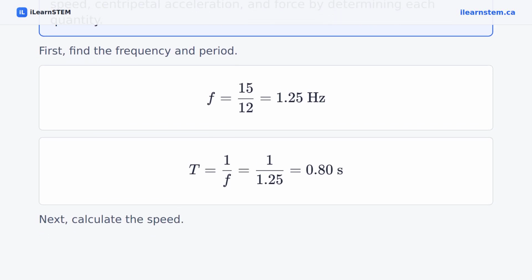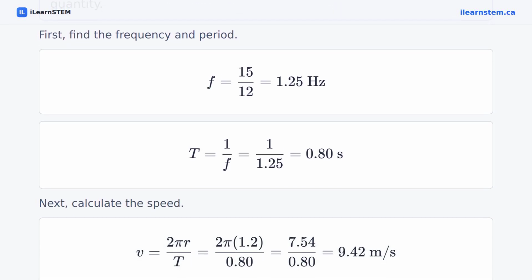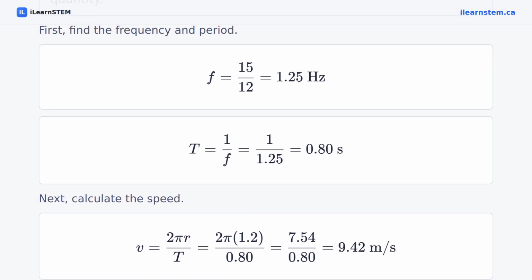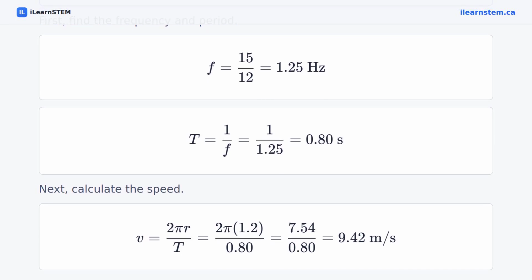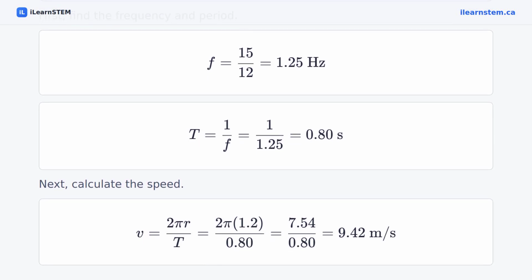Next, calculate the speed. Speed equals circumference divided by period. 2 pi times radius 1.2 gives 7.54, divided by 0.80 gives 9.42 meters per second.